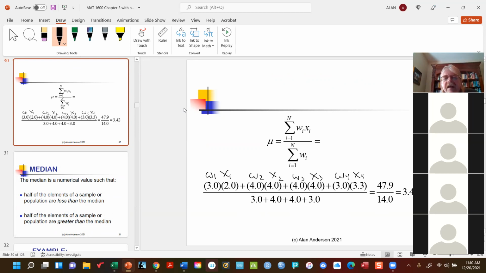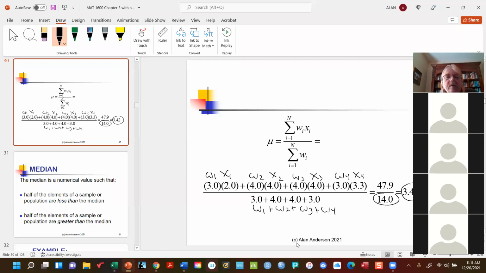All right, and then these down here are the weights only. In other words, the student took 14 credits, and the total weighted value is 47.9. So this person has a GPA of 3.42.